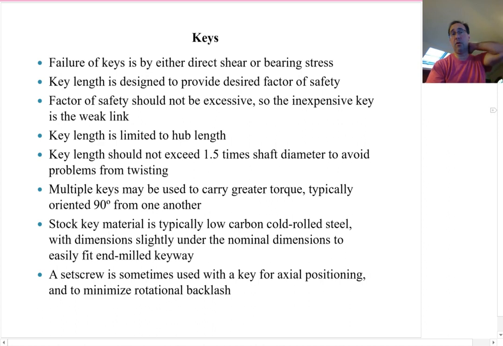Keys generally fail by direct shear or bearing stress. Bearing stress means two surfaces pushing against each other. I would say this is the more common. If you see one that's all mushed, that's probably this. If it just broke clean, then it's probably direct shear. It's a clean break.